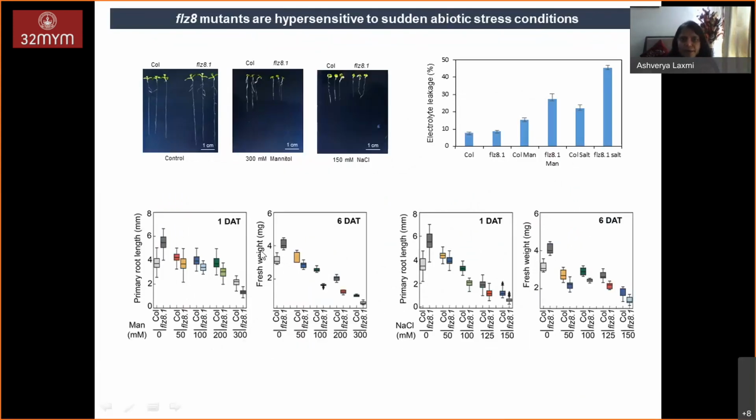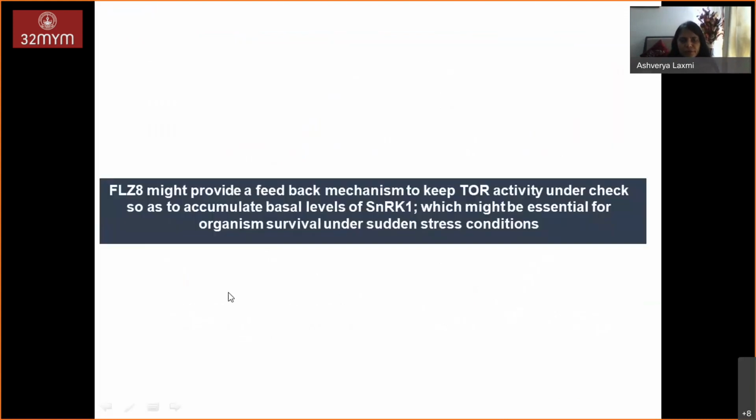And these plants, even though they could grow very well in a conducive environment, could not sustain very well in the stress condition. So the take-home message is that FLZ8 might provide a feedback mechanism to keep the TOR activity under check so as to accumulate a basal level of SnRK, which might be essential for organism survival under certain stress conditions.